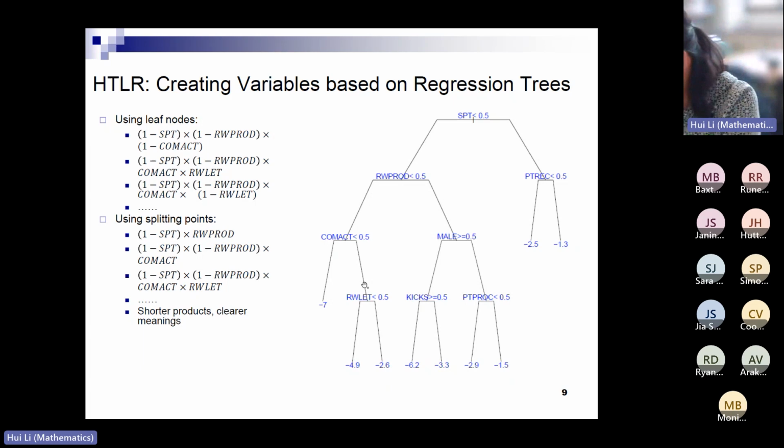We have 6 types of rewards in the data. Rewards LET is whether the sponsors of the project receive letters or thank you letters or not. This is another one. We can create another variable by using the splitting points. If we use splitting points to create categorical variables, because it's a shorter root, it is more likely to provide a clearer meaning.